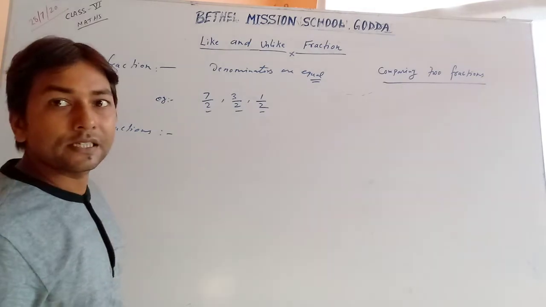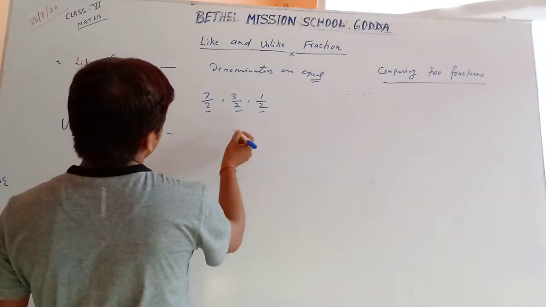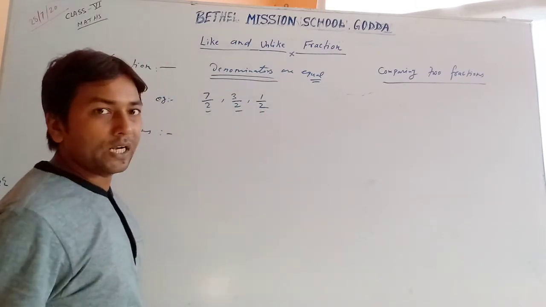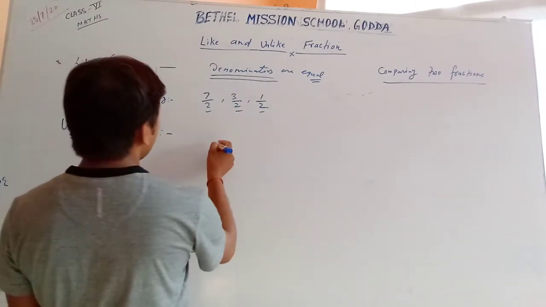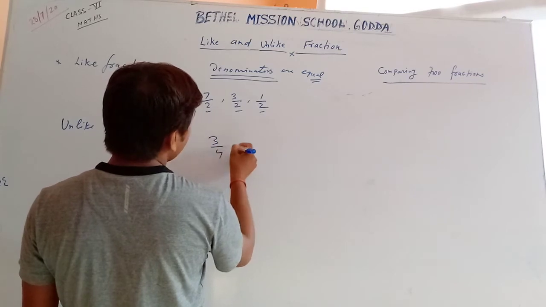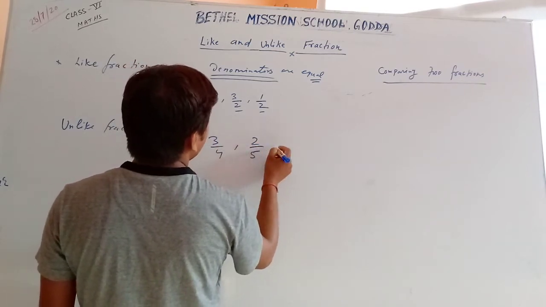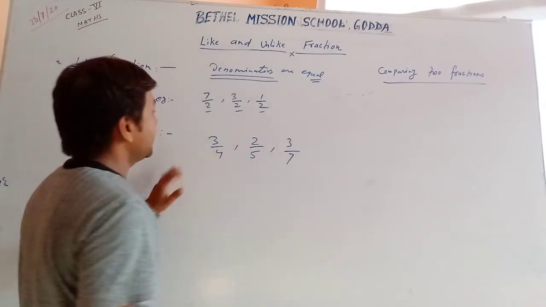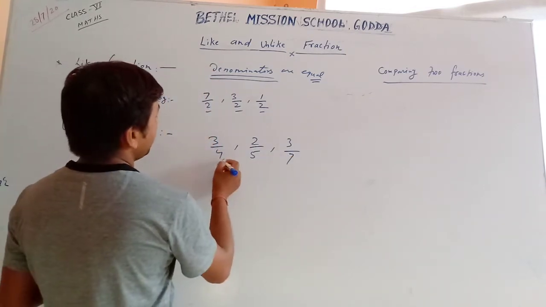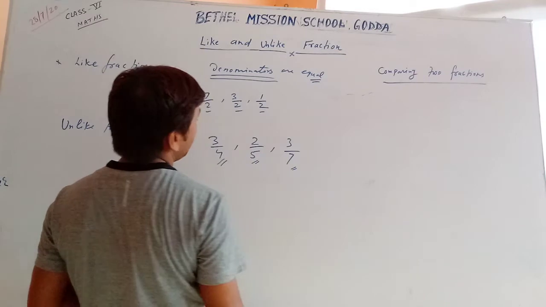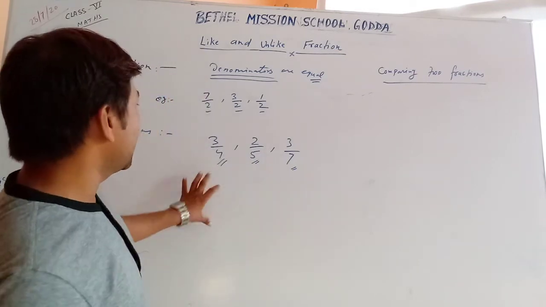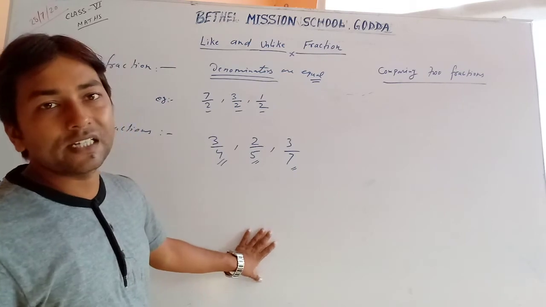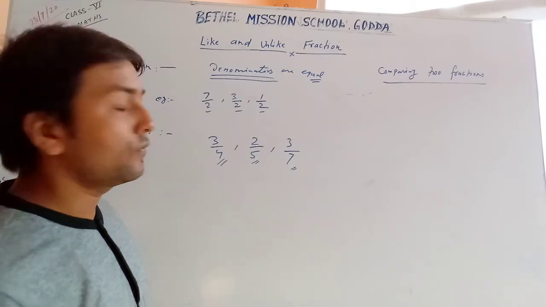The fractions whose denominators are unequal, just the opposite. For example, 3 upon 4, 2 upon 5, 3 upon 6 or 7. These have denominators that are not equal. That's why they are called unlike fractions.